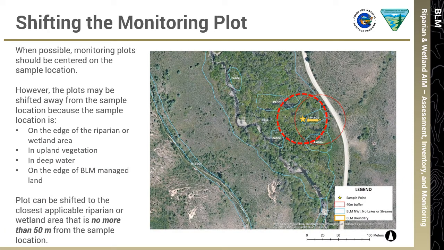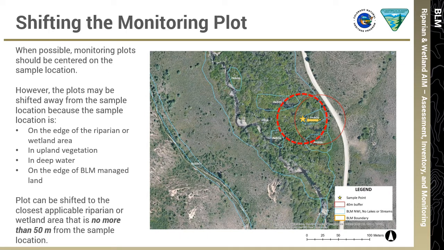A key concept to understand with plot layouts is the option to shift the monitoring plot. When possible, monitoring plots should be centered on the sample location. However, the plots may be shifted away from the sample location for a variety of reasons, including the sample location is on the edge of the riparian or wetland area, in upland vegetation, in deep water, or on the edge of BLM-managed public land. The ability to shift a plot is very important for randomly selected sites.